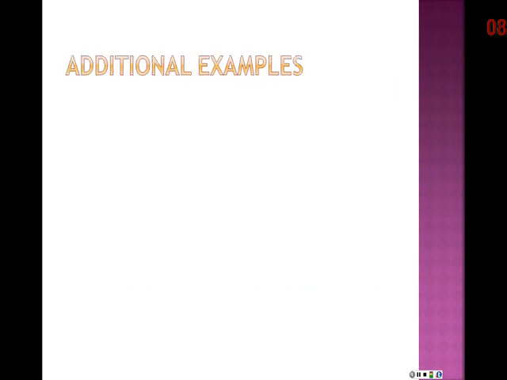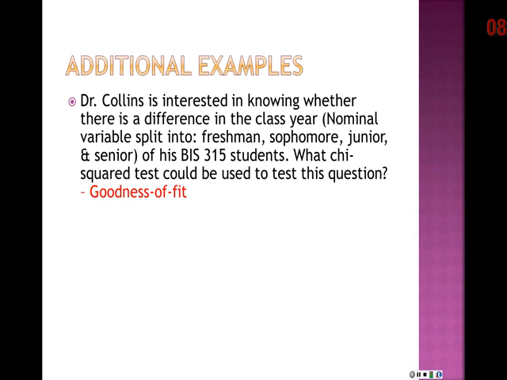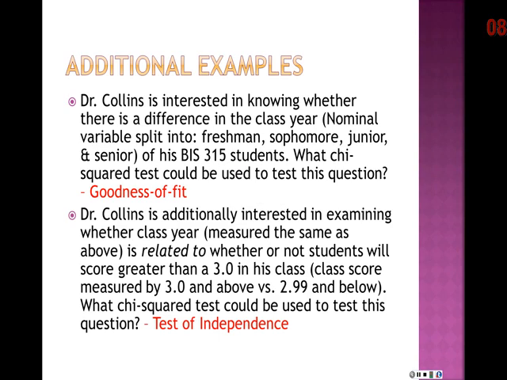So let's give an additional example here. So say I'm interested in knowing whether there's a difference in the class year, where class year is split into freshman, sophomore, junior, and senior, of my students, of you guys, of BIS 315. What chi-squared test would be used for this question? Well, this would be a goodness of fit test, because we're just looking at one variable, right? We're looking at class year as a variable.